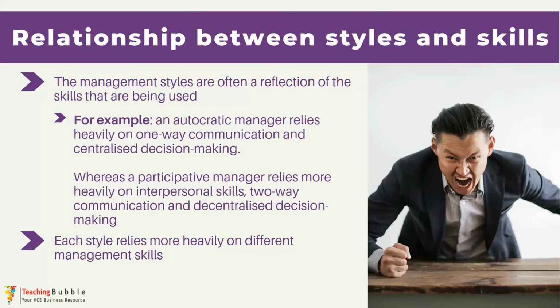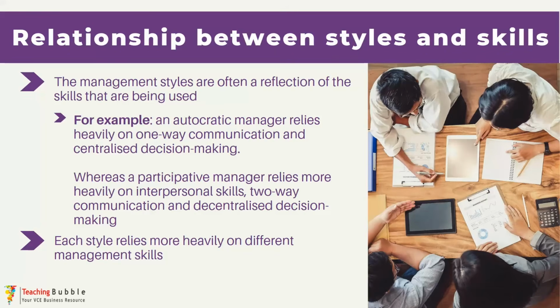So, for example, you can see here I've got an autocratic manager. Well, they often rely heavily on one way communication and centralized decision making. Whereas the participative manager relies on two-way communication and decentralized decision making, but also relies more heavily on interpersonal skills, which the autocratic simply does not. So each style relies more heavily on different management skills, and you just need to be able to explain the different relationships between those skills and the styles.